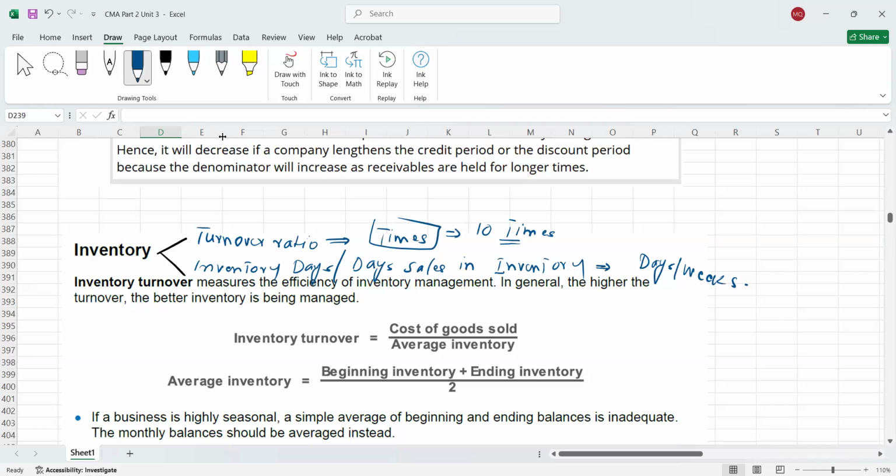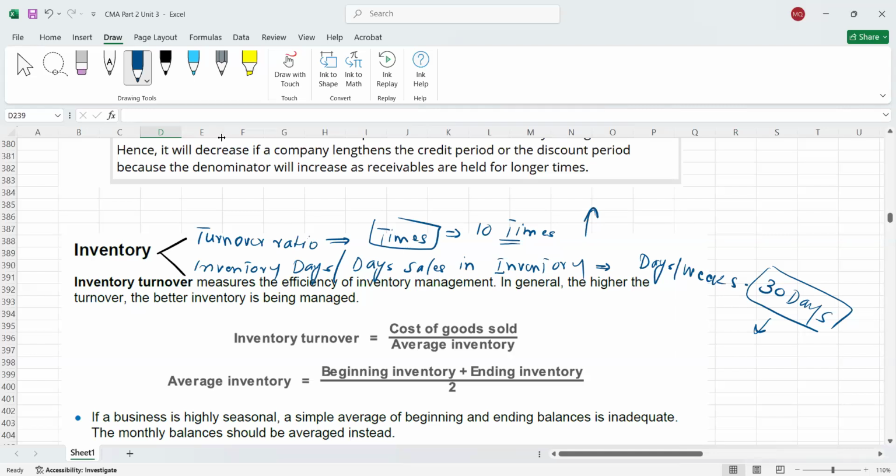Then inventory days will tell you, for example, if inventory days is 30 days, again I'm assuming, it means on average we are taking 30 days to sell our inventory, right? If turnover is higher, definitely days will be lower. And this is what is desirable. We desire for this actually. So turnover means that we should sell inventory more times, and we should sell inventory more quickly also.